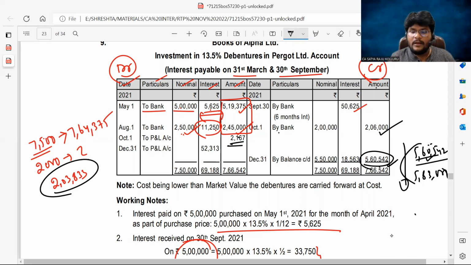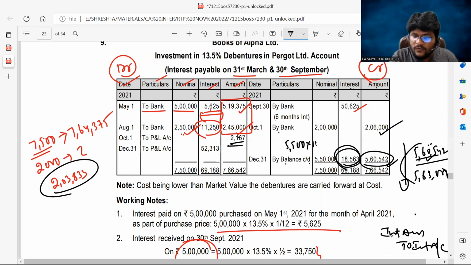Hope you get it. And one more thing, guys. Sir, what is this interest, sir? This is interest accrued from the last date of payment up to the closure of the financial year. Last date of payment is 30th September. 30th September to December 31st, you need to pass one entry. That is interest accrued account debited to interest account. Which is by balance carried down, which is interest accrued. How they worked out?